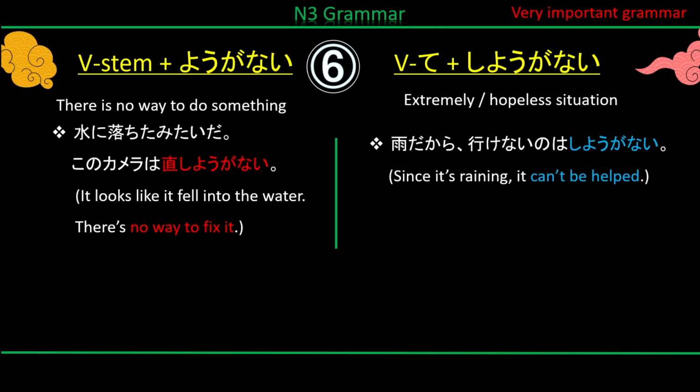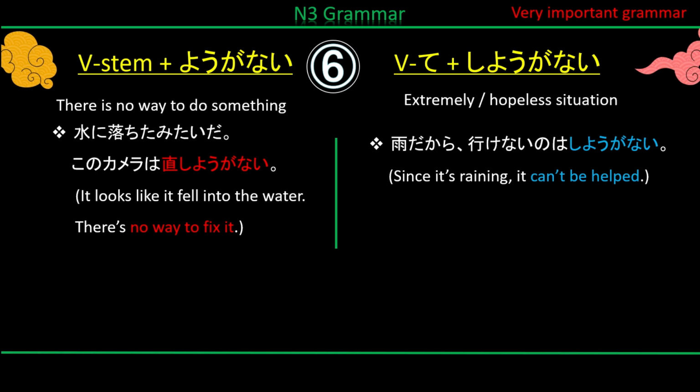Now, しょうがない is different. It is used when the situation is hopeless or unavoidable, that there is nothing else you can do. So, to summarize, ようがない means no method, no way. しょうがない means unavoidable reality or resignation. Let's understand this with examples. First, an example with ようがない. 水に落ちたようです。このカメラは直しようがない.